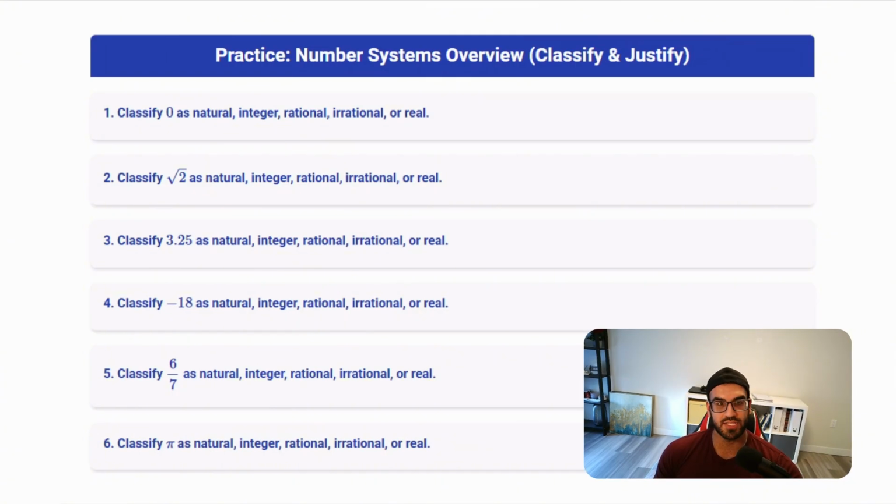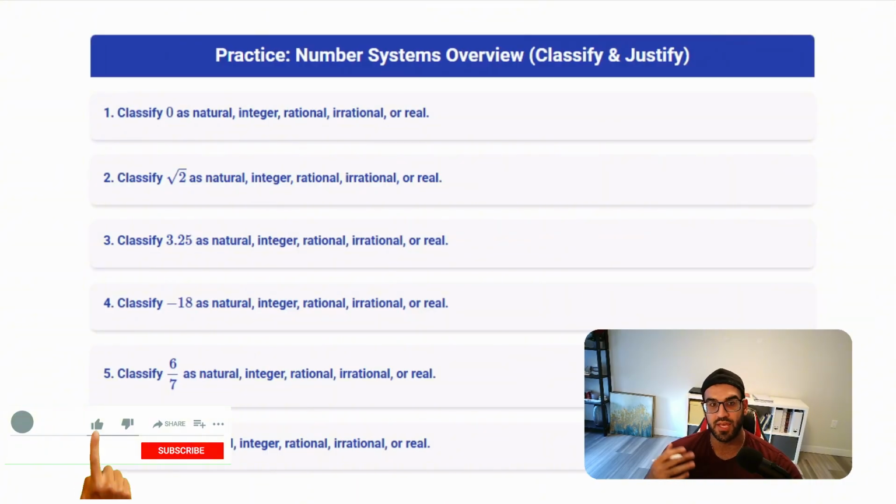So classify 0 as natural, integer, rational, irrational, or real. Again, as you just remember, we had a table in the previous video. So in that table, I talked about how maybe one number can be categorized into more than one category. It means that, for instance, 0 can be an integer, and it also can be a rational and also can be a real number.